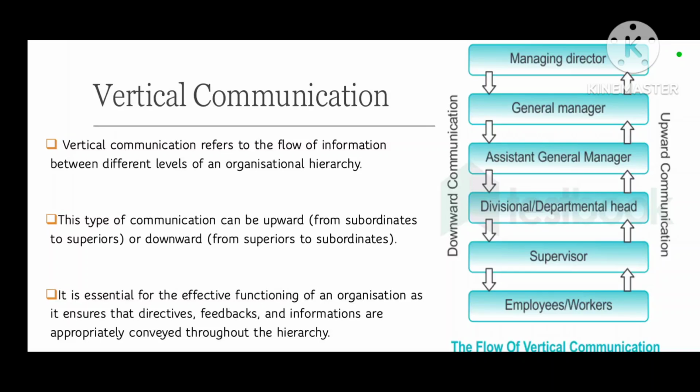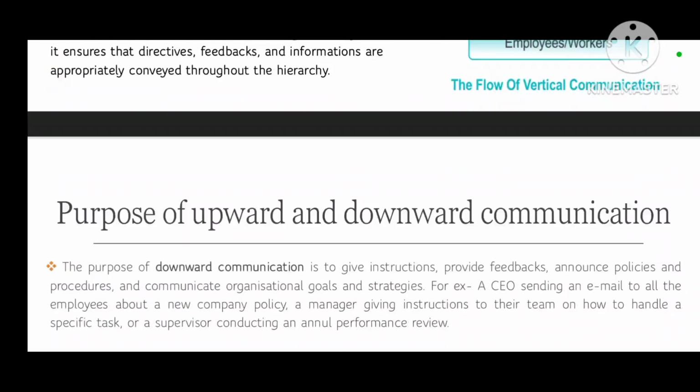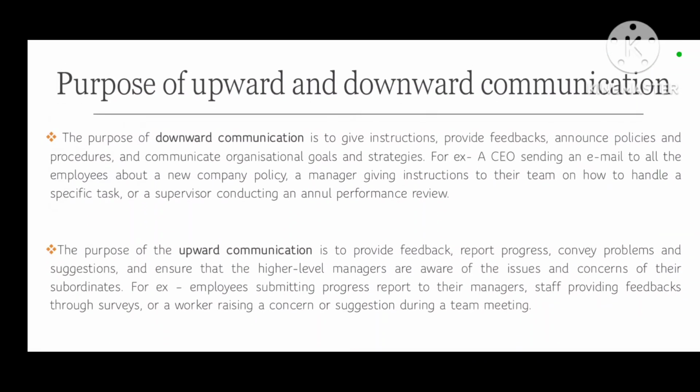It should reach the appropriate person to meet the targets, to meet the goals, to achieve the targets, to work efficiently, and to grow organizational efficiency. So vertical communication, both downward and upward, is needed to pass the message to the appropriate person. That is why it is important. So now let's move to the next page. The purpose of upward and downward communication.